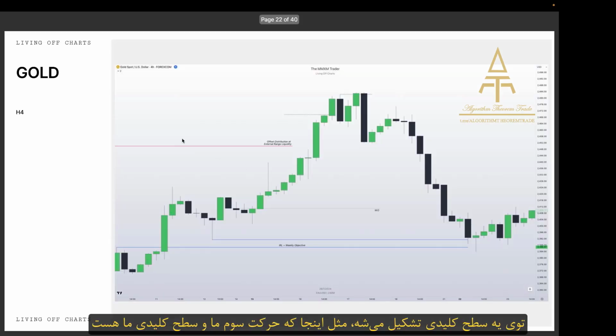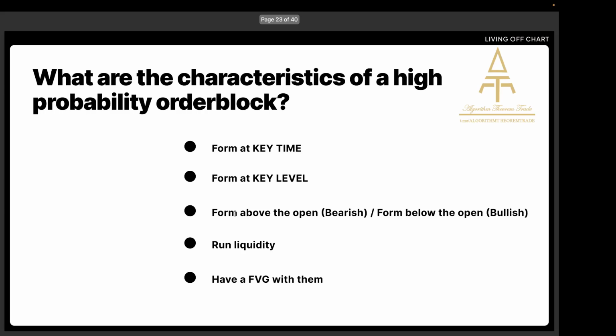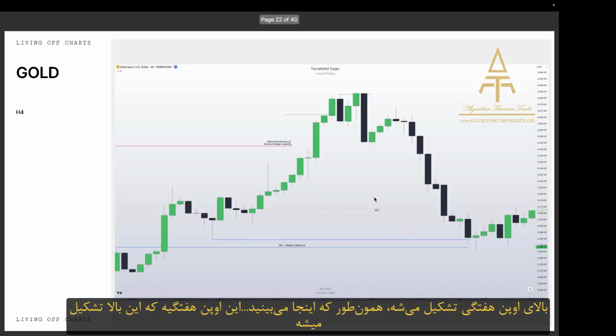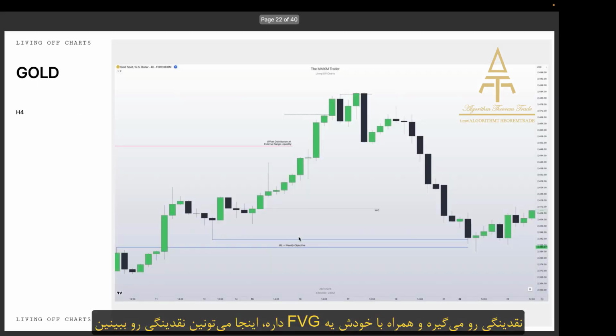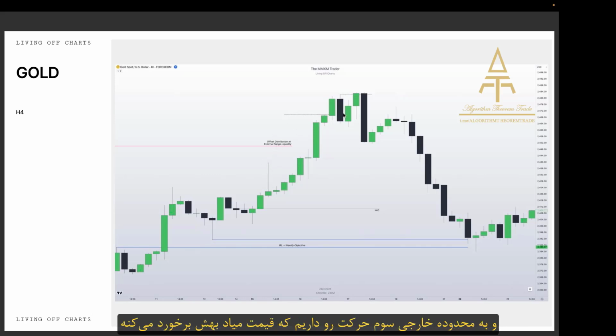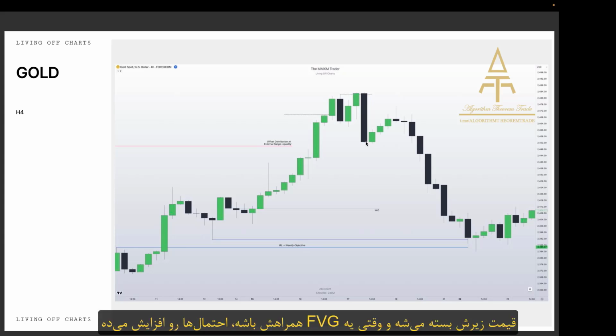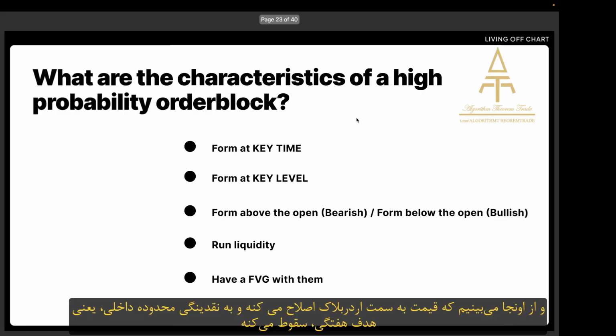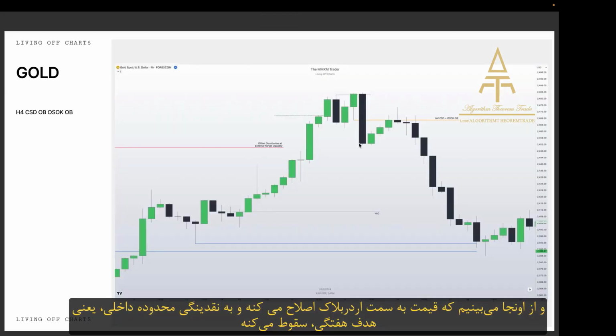It forms at a key level. That's that third drive here. That's our key level. From above the open, as you can see right here, this is the weekly open, it forms above it, runs liquidity and has an FVG with it. So we can see this liquidity here and the overall external range third drive. It runs into that. We close below and we increase probabilities when we have a fair value gap with it. Now we don't always have to have a fair value gap with it, but the fair value gap does increase probabilities. And what we can see from there is a retracement back into the OB and a sell-off to the internal range liquidity, the weekly objective.